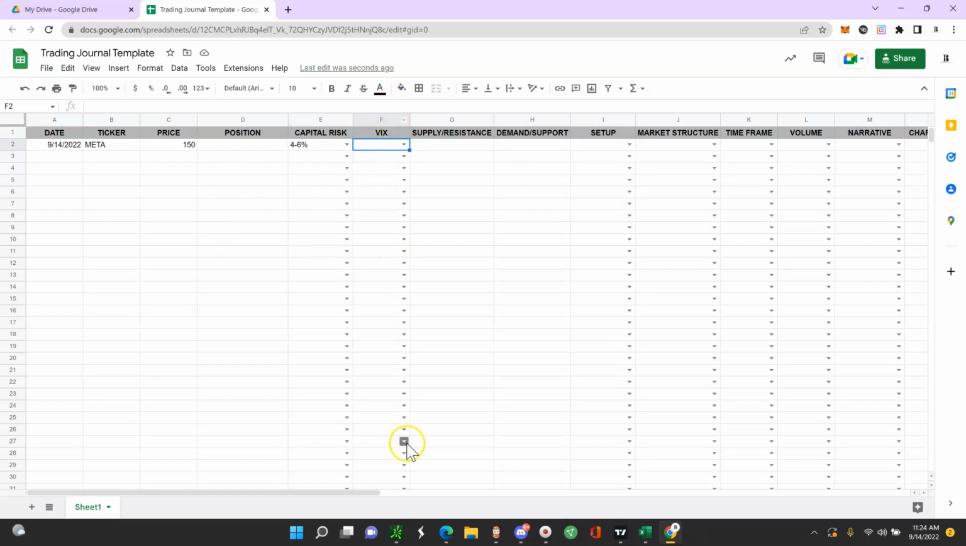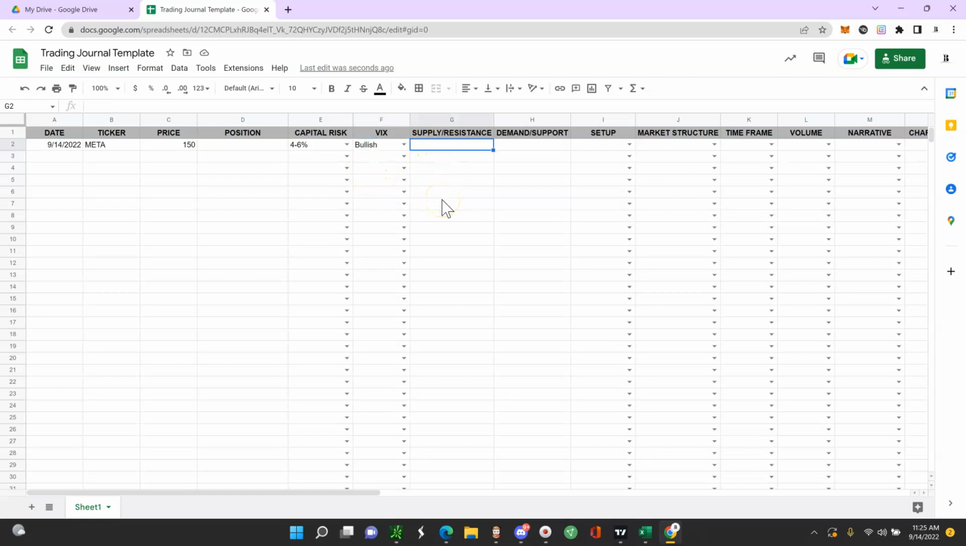I do a VIX analysis and determine that, hey, VIX is bullish. So notice that there are some columns that have arrows in them. These you can't type in. You have to choose from the drop down menu. And of course, you can change these to your liking. So, after doing my VIX analysis, I determined that VIX is bullish.